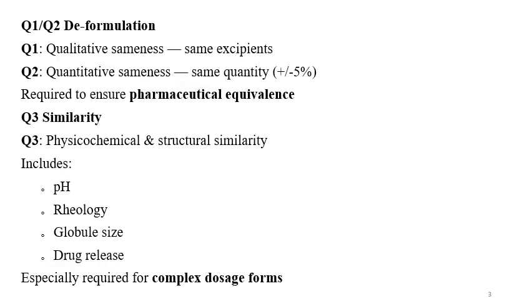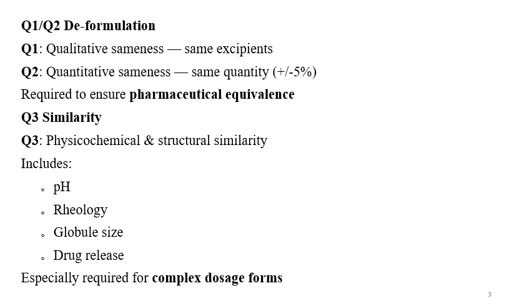Q1, Q2 deformulation. Deformulation is an activity or procedure to break down the formulation to understand its composition and the quantity of the excipients. Q1 is qualitative sameness, that means the same excipients. Q2 is quantitative sameness, that is the same quantity. The quantity can be considered as similar within a variation range of 5%, required to ensure the pharmaceutical equivalence.